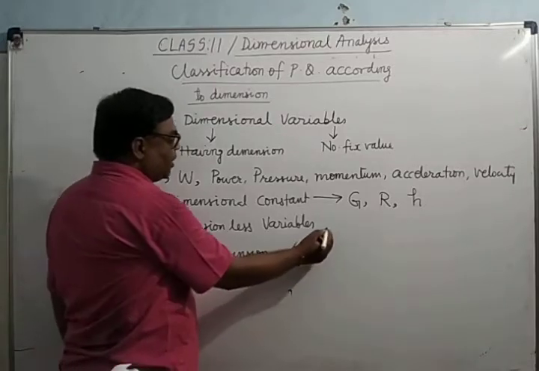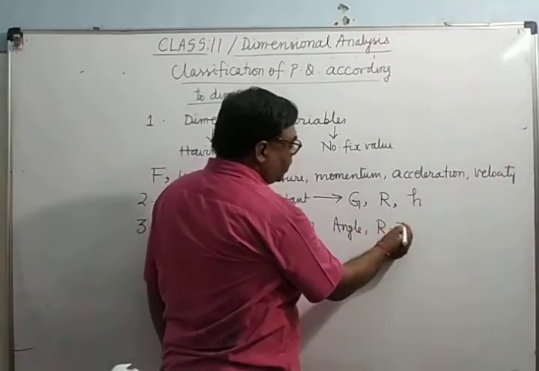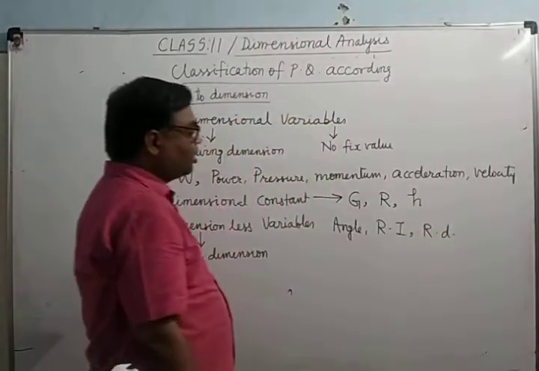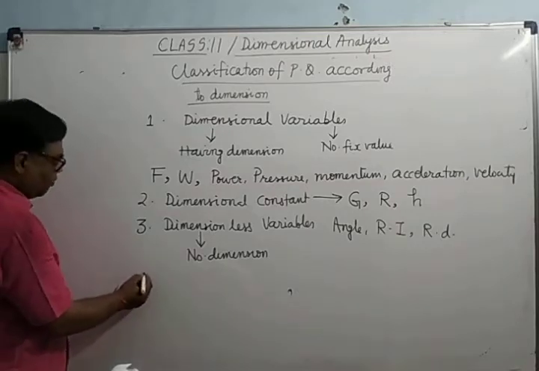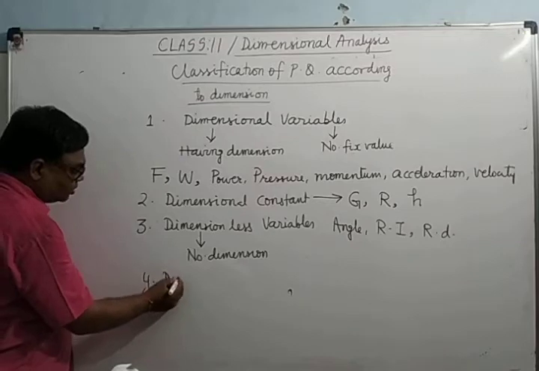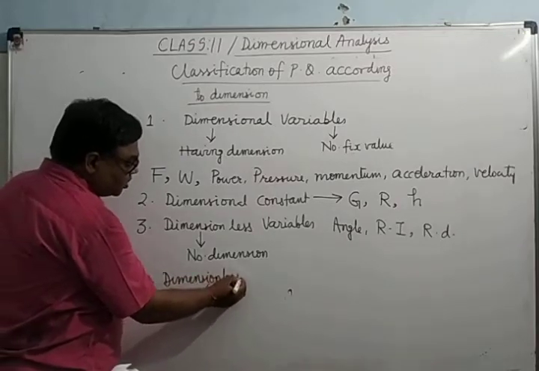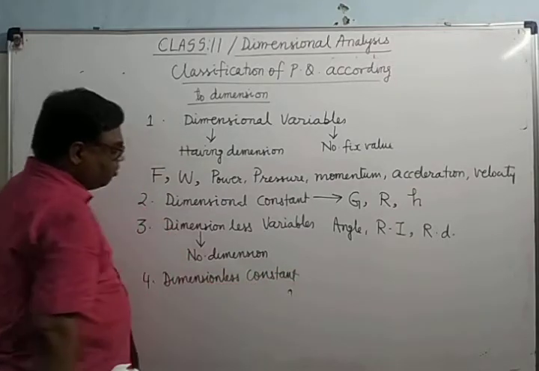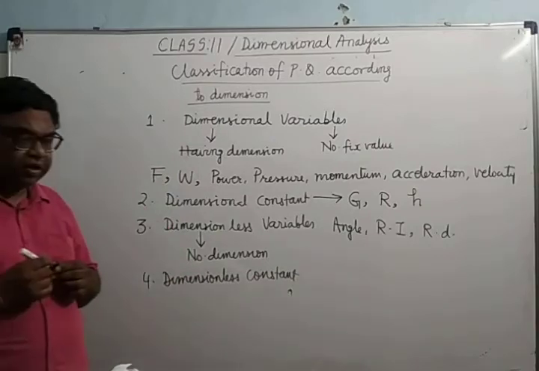For example, angle. It's clear. For example, refractive index, for example, relative density, all these are the dimensionless variables. No dimension and no fixed value. And then the fourth one is dimensionless constant. Means no dimension but the fixed value.